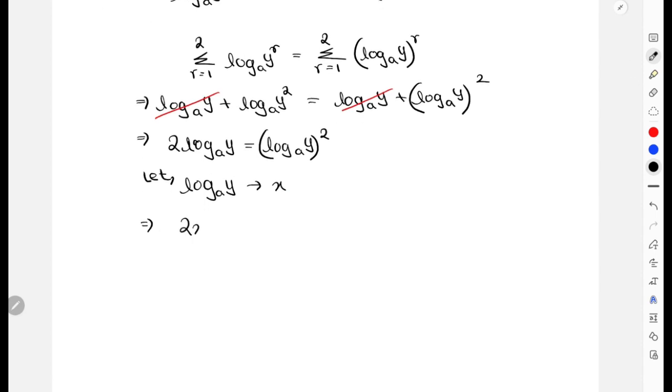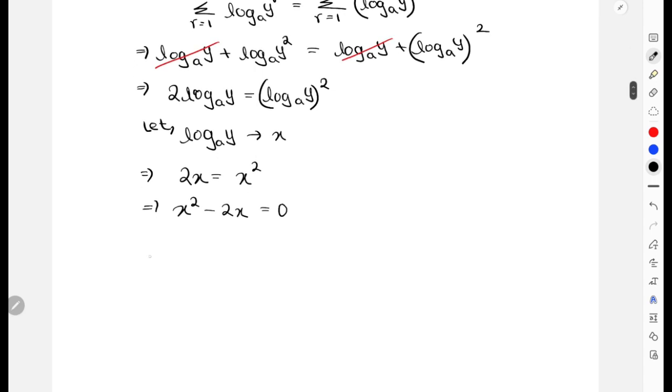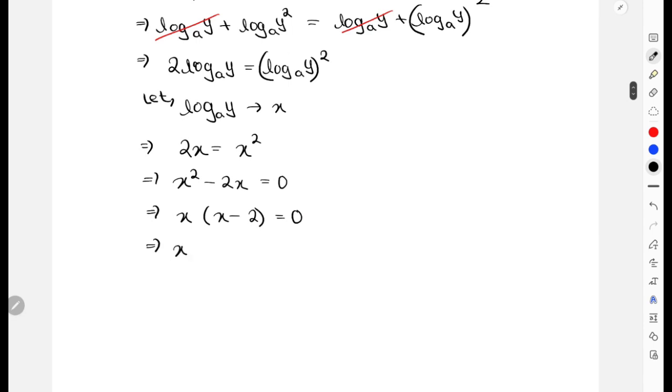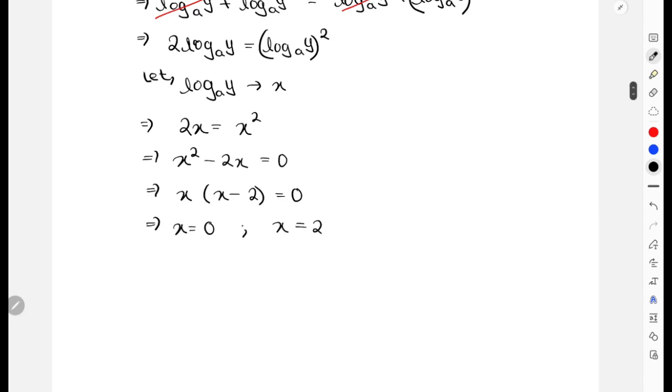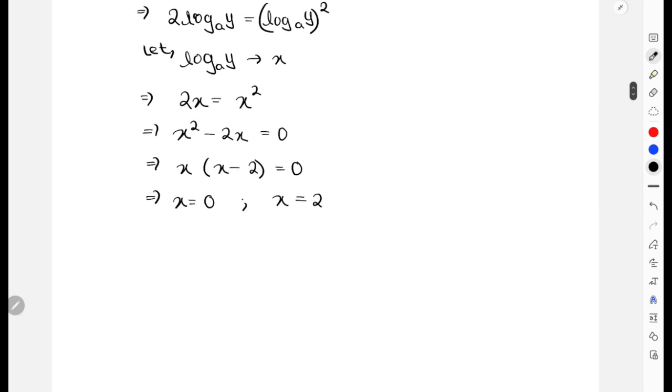So now you have 2x is equal to x square. You take x square minus 2x to one side and take x common, and you have x times x minus 2 equals 0. Then either the value for x is 0 or the value for x is 2. Now you break down that x. X was log base a y, so it is log base a y equals 0 or log base a y equals 2.